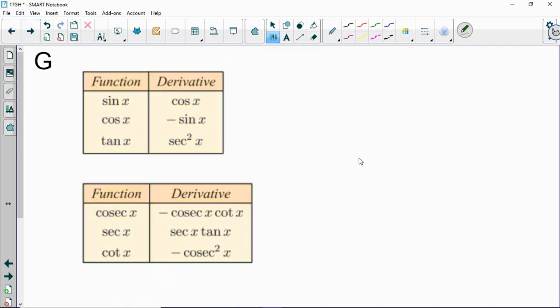These formulas are all in the data booklet. Some of them are on page 11, some are on page 12. So take a look at your book if you've got one at home so you can spot them. As always, the chain rule applies.